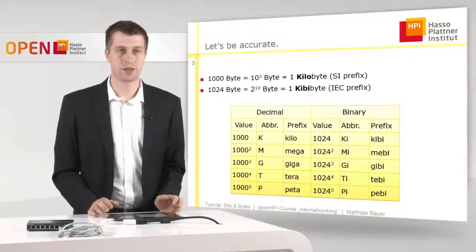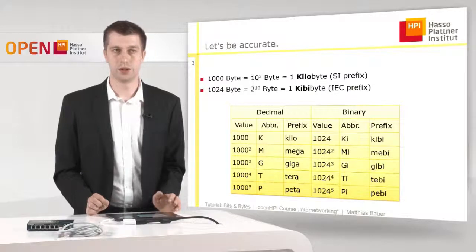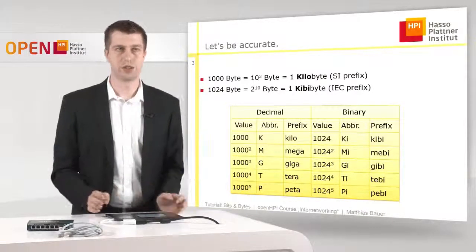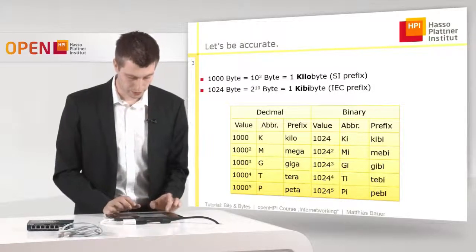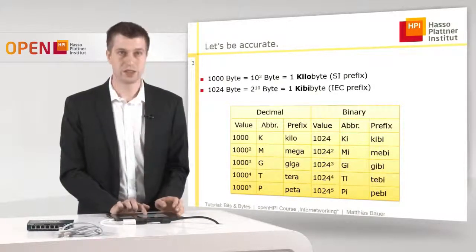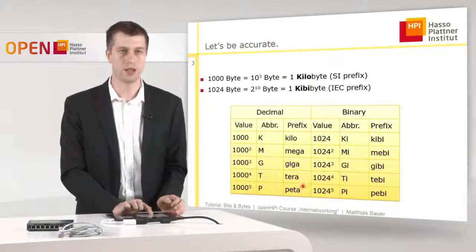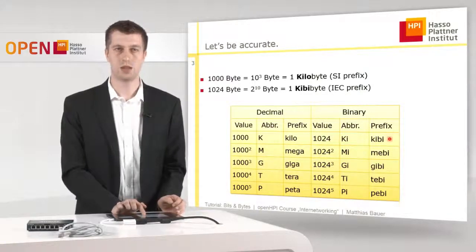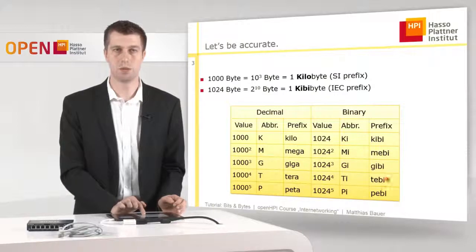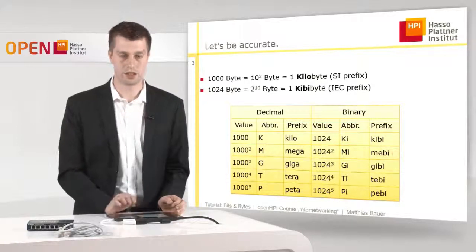And if we check this table, we can see that the higher the value is, the more it differs between decimal and binary system. And here we can see the prefixes. So kilo, mega, giga, tera, peta, you already knew that. And now with the binary prefixes, we have kibi, mebi, gibi, tebi, pebi. So basically the same as this, but always combined with bi as the second syllable.